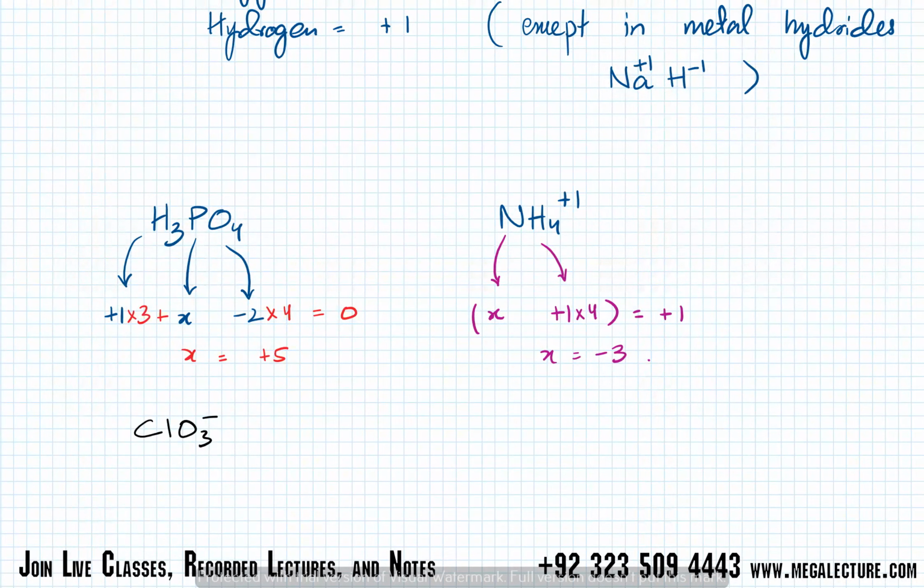Or similarly, let's say you've got ClO3 -1. What is the charge on Cl? क्या है इसमें Cl का charge? +5 ही आ रहा है. ठीक है, +5 है.